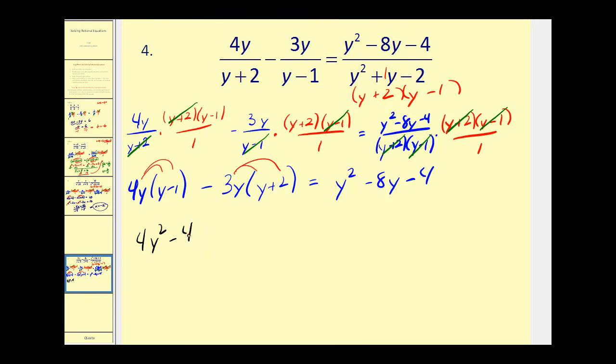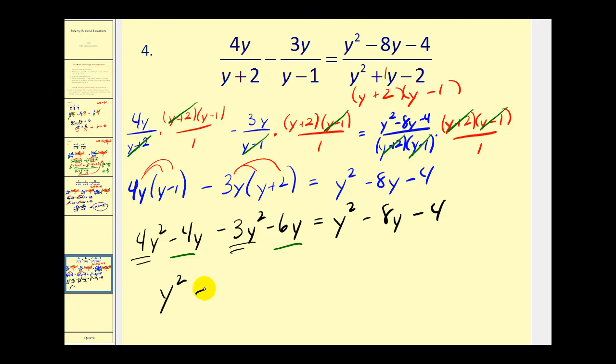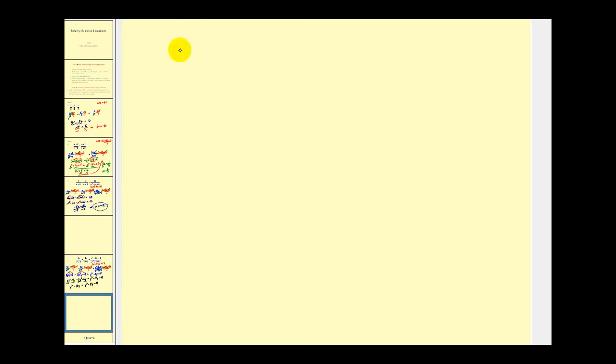So 4y squared minus 4y minus 3y squared minus 6y equals y squared minus 8y minus 4. Combining like terms, we have y squared minus 10y equals y squared minus 8y minus 4. Let's go ahead and take this over to the next screen and finish solving this.